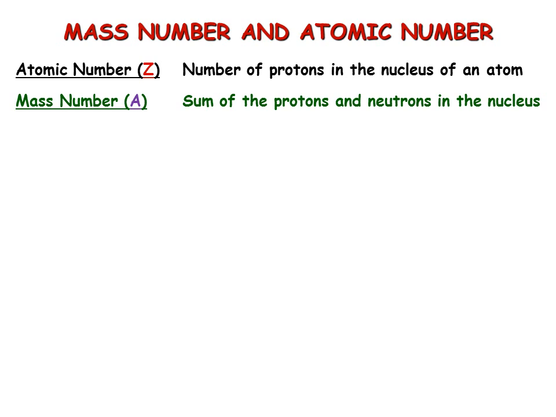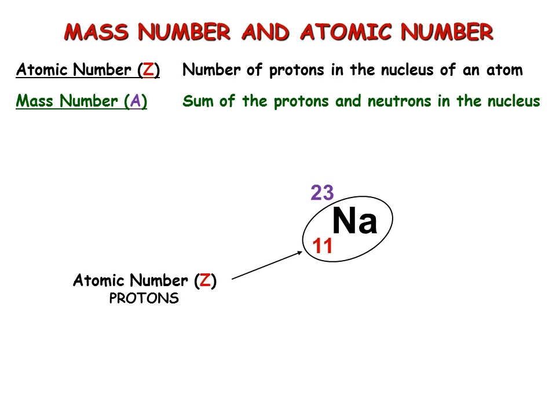Once again, children, atomic number is only the number of protons in the nucleus of an atom, and mass number means the sum of the protons and neutrons in the nucleus. See, here you are not dealing with the electrons, only protons and neutrons. Now look at this sodium atom. How many protons does it have? Look at this. It has 11 protons. So what is its atomic number? Its atomic number is 11.